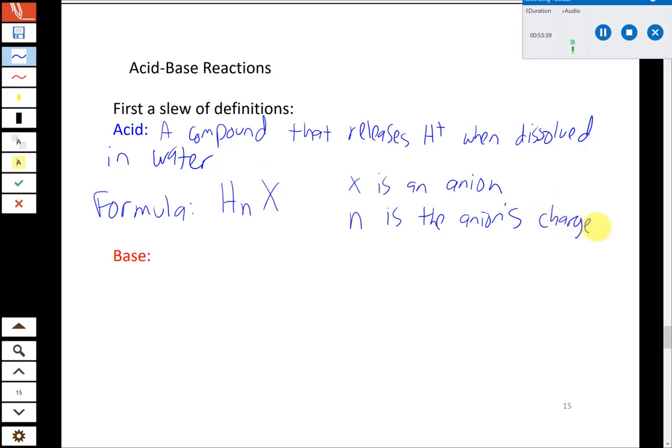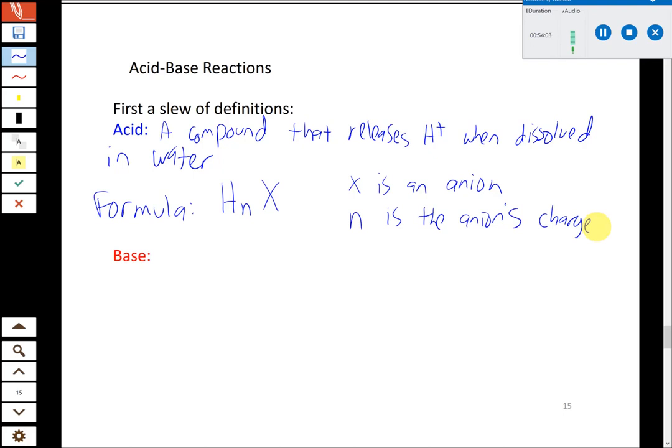Professor? Yes? Didn't they have acid and base covered on chapter 3 prior to the first exam? We talked about the nomenclatures of acids. We didn't really talk about their chemistry, though, which is what we're covering now. So I'm just reviewing some of the definitions in case people forgot. And then we'll go through some of the new chemistry involving acids and bases, okay?